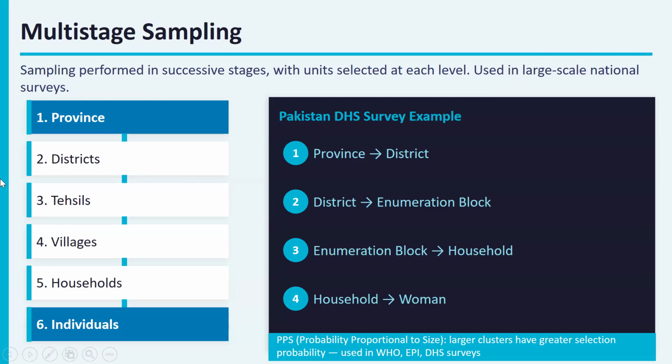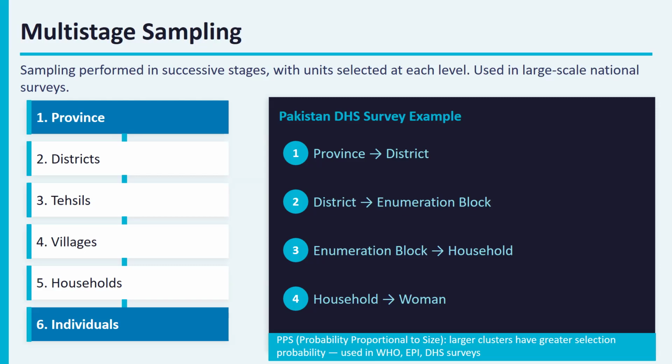All right. Means if we have a province, we move forward from the province to districts, then we select some tehsils, then the villages, then the households, and then from among those households, we study the individuals. For example, if we take the Pakistan DHS survey as an example, then first of all we select a district from the province, then we have the enumeration block from the district, and then we select the households from that enumeration block, and then we select the women present in all those households.